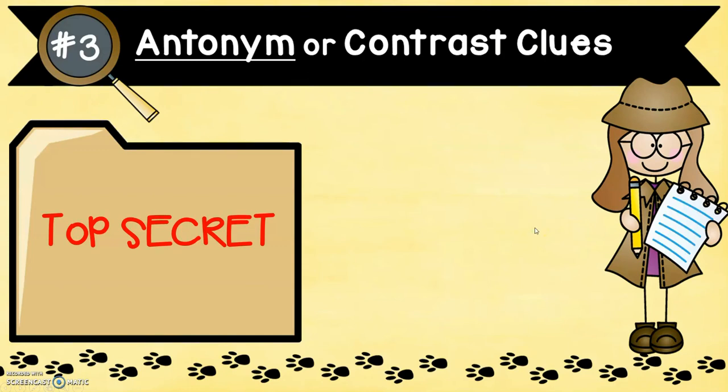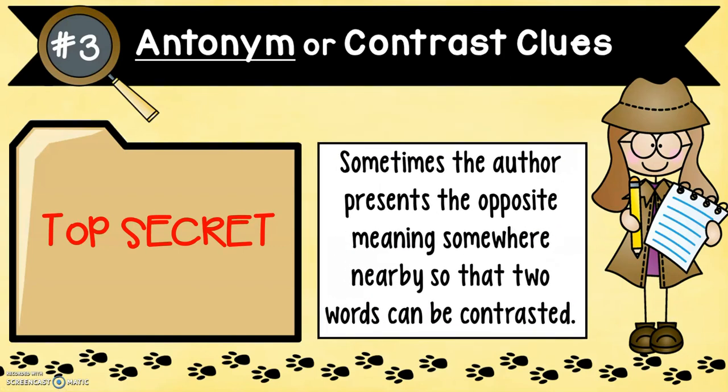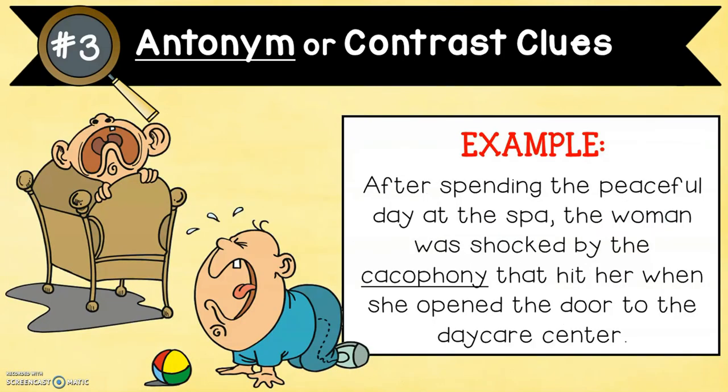All right, next one is antonym. An antonym is an opposite word, or contrast clue. Sometimes the author presents an opposite meaning somewhere nearby, so that the 2 words can be contrasted. After spending the peaceful day at the spa, the woman was shocked by the cacophony that hit her when she opened the door to the daycare center. So we know that she spent a peaceful day at the spa. And we can use our background knowledge to know that generally, a spa is somewhere very relaxing where you get massages and things like that. And then when she got to the daycare, boom, she was shocked by the blaring racket that came through the door.